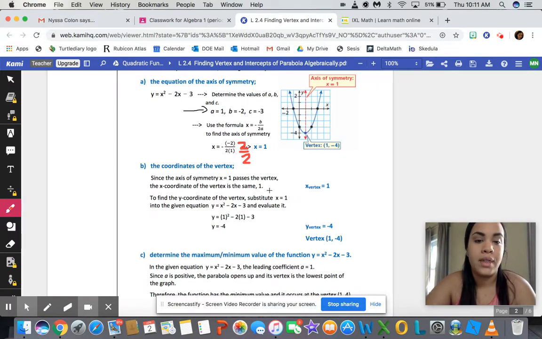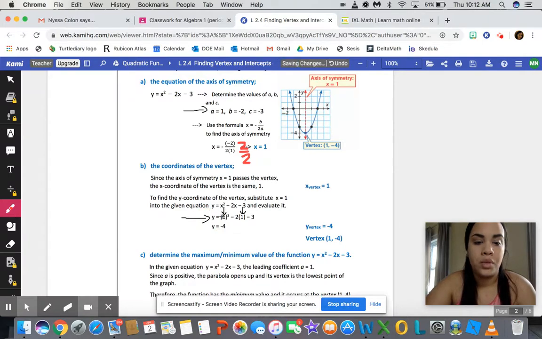Now, how do we find that y? To find the y-coordinate of the vertex, we're going to substitute the x value into the same function. So we're going to put it into here, like we did in the model problem. And we're going to solve for what? What is this equal to? This is equal to y. So if you notice, just look at this equation here.